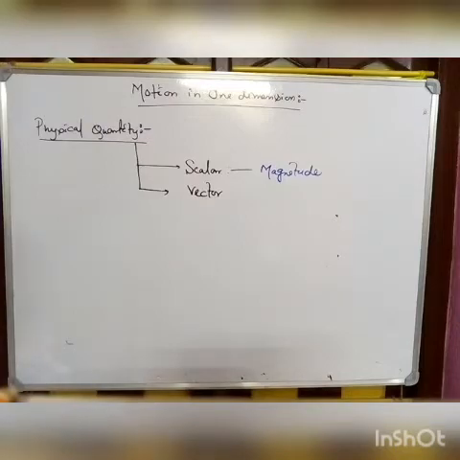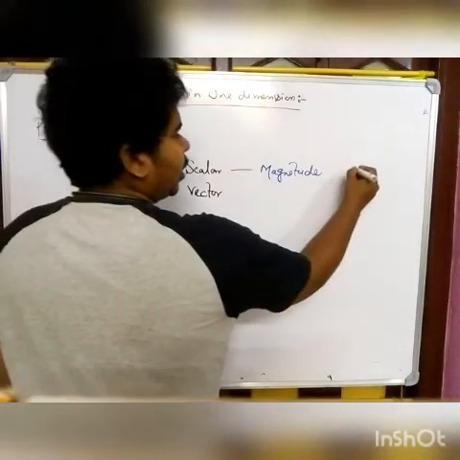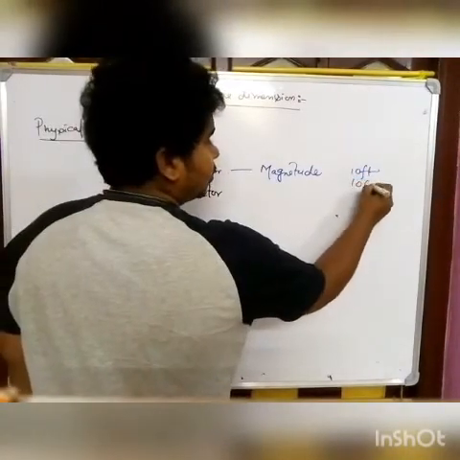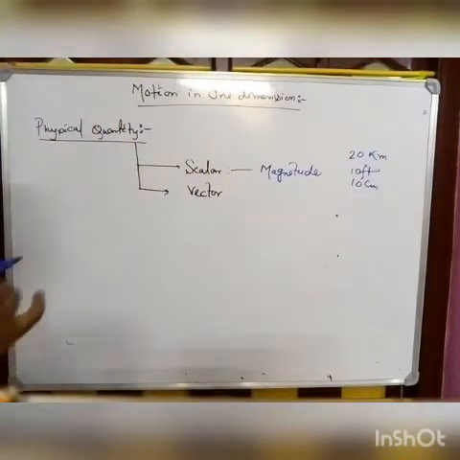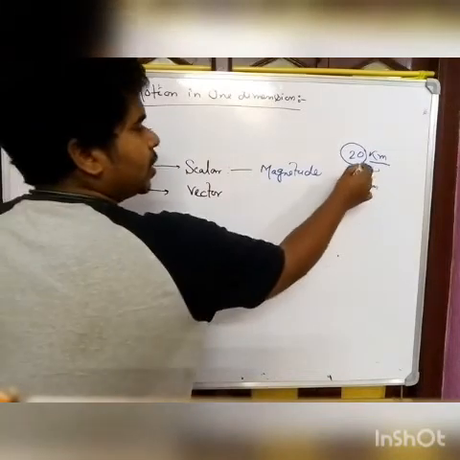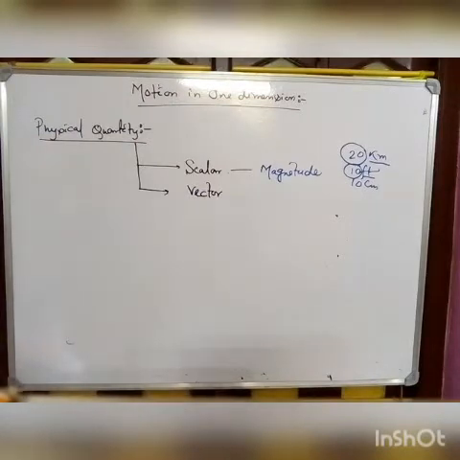What is an example of it? Assume I want to measure the length of a stick. If you measure it, assume it is 10 feet, or it may be 10 centimeters, or it may be a distance of 20 kilometers. Everywhere we express it by a magnitude and a unit. Here we don't need to say what the direction of this stick or road or distance is. We just want to measure the magnitude of it.